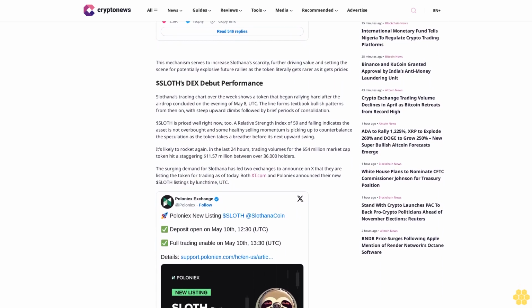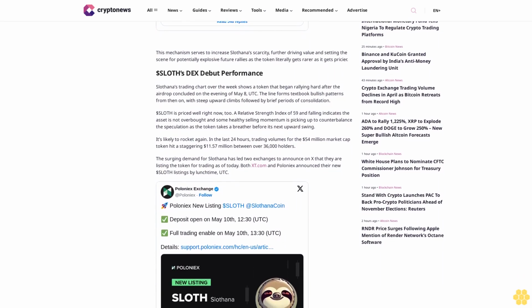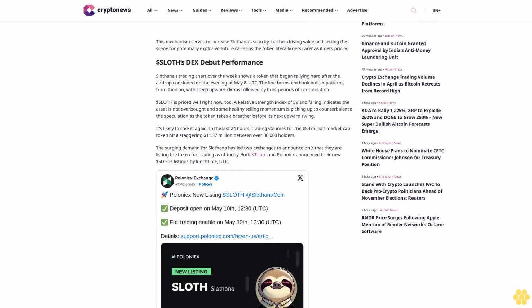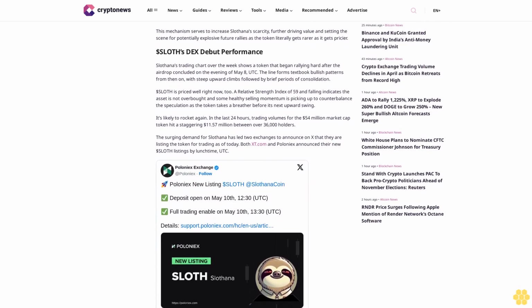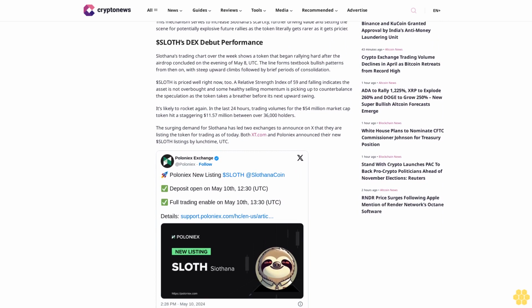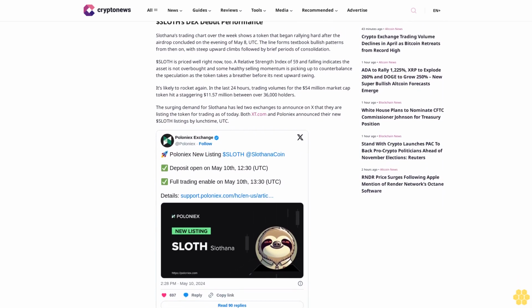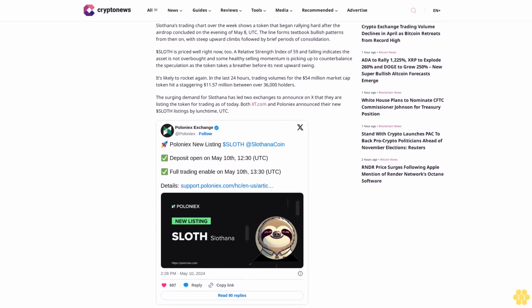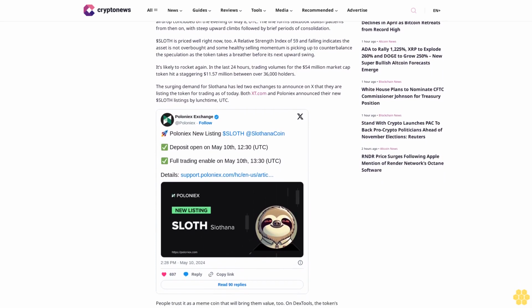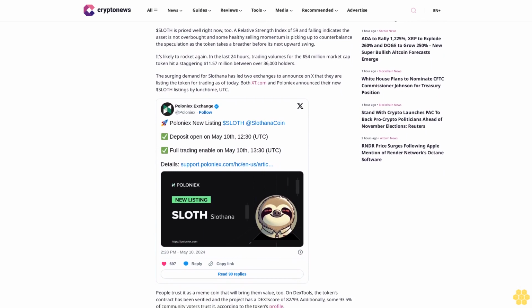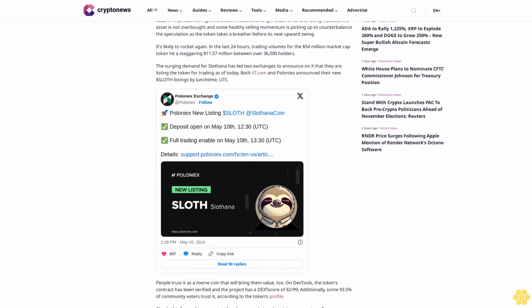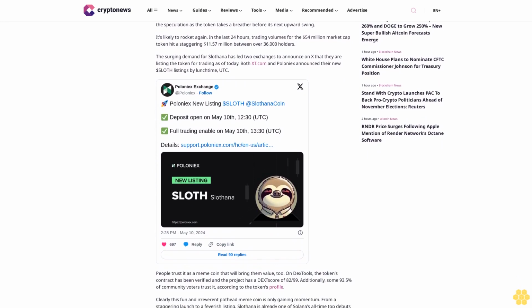In the last 24 hours, trading volumes for the $54 million market cap token hit a staggering $11.57 million between over 36,000 holders. The surging demand for Slothana has led two exchanges to announce on X that they are listing the token for trading as of today. Both XT.com and Poloniex announced their new $SLOTH listings by lunchtime UTC. People trust it as a meme coin that will bring them value, too.